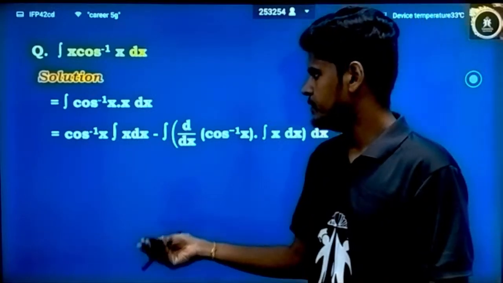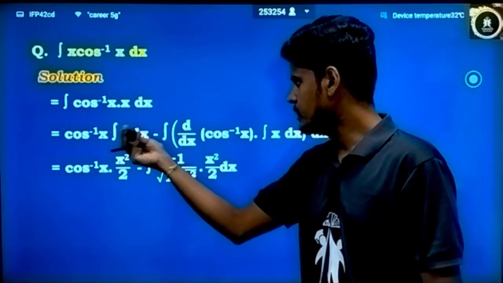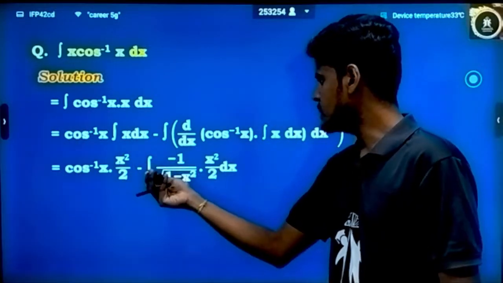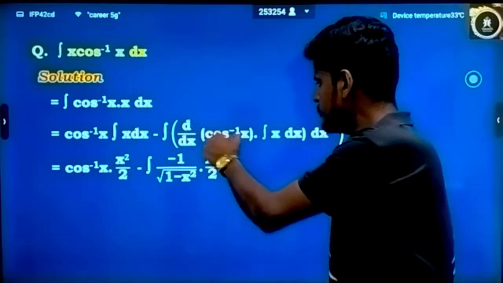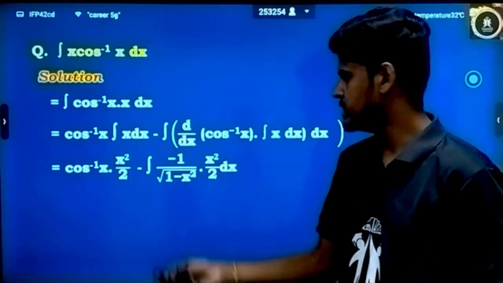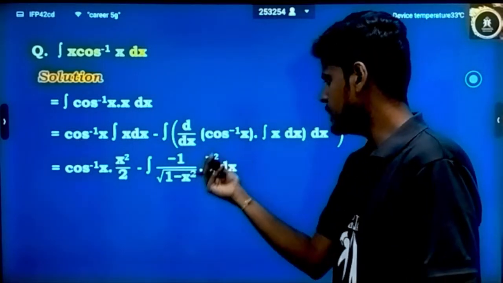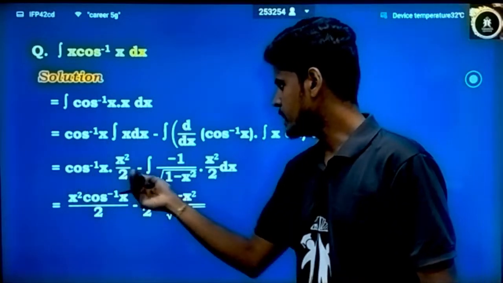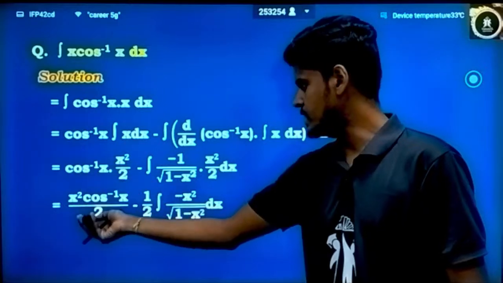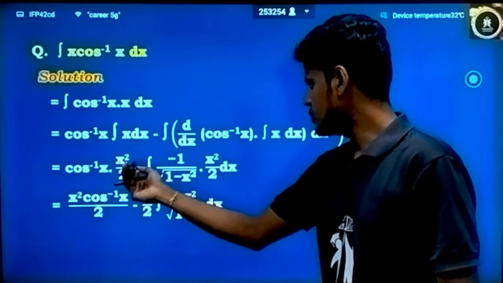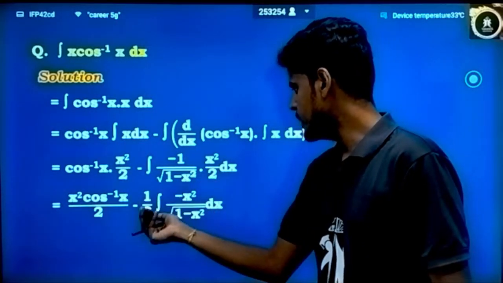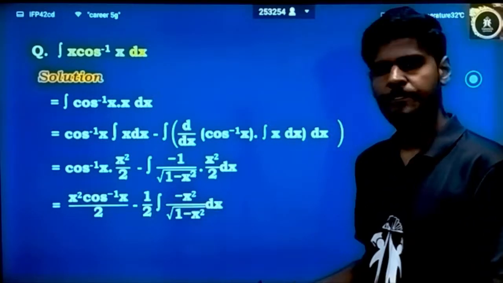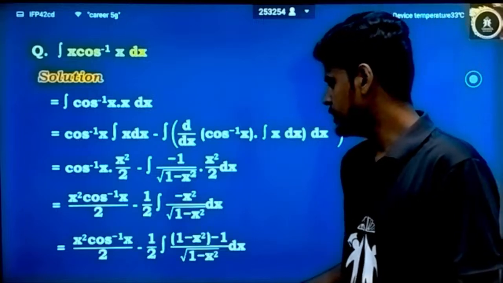So what is the answer? This is equal to cos inverse x into integral of x, which is x square by 2. So x square by 2 cos inverse x minus integral of differentiation of cos inverse, which is minus 1 by root of 1 minus x square, into integral of x, which is x square by 2, dx. Okay. Now what do we get? x square cos inverse x by 2 is the first term, as it is, minus, we can take this 2 outside, we will get minus 1 by 2 into minus x square by square root of 1 minus x square. Okay, sir. Now what do we need to do?